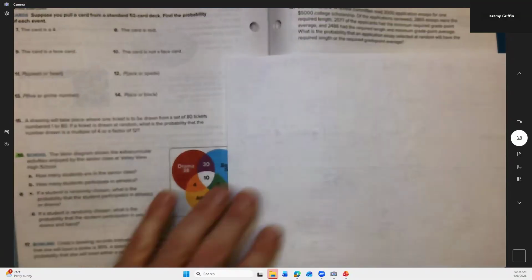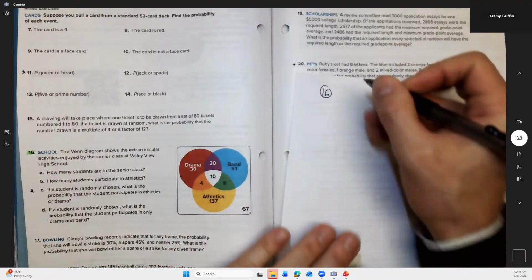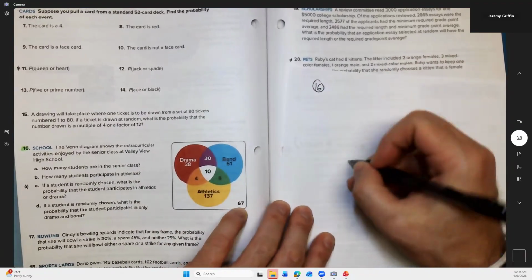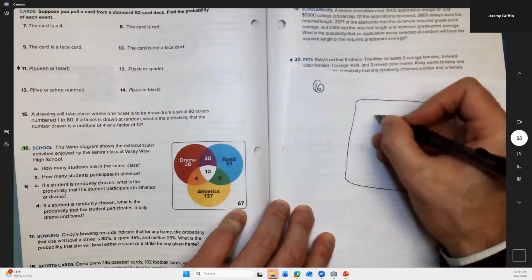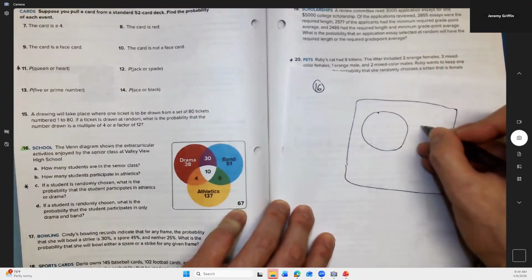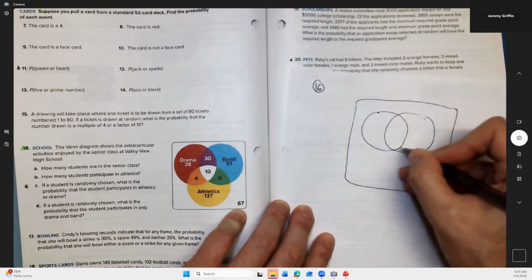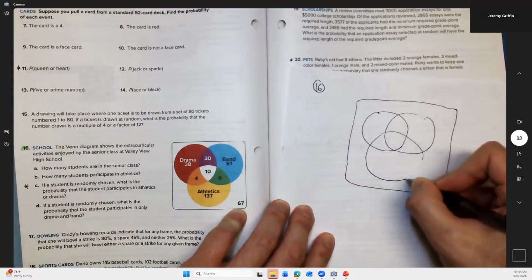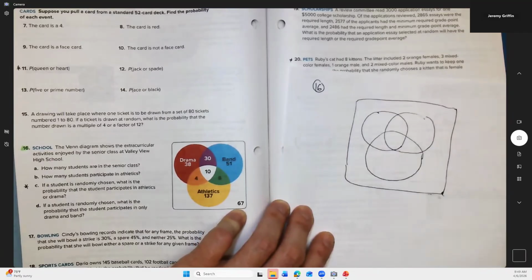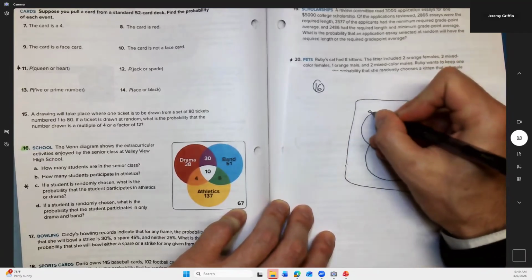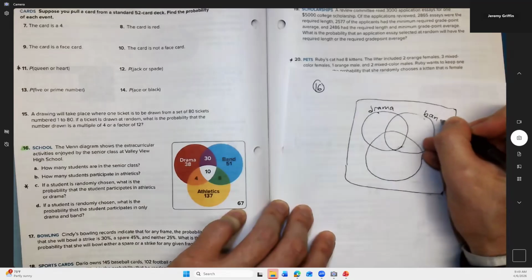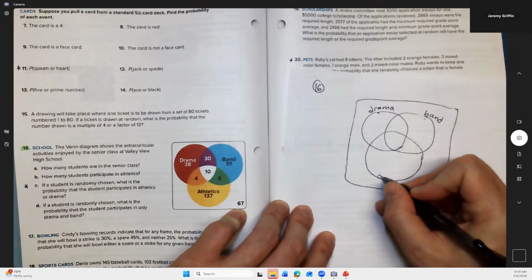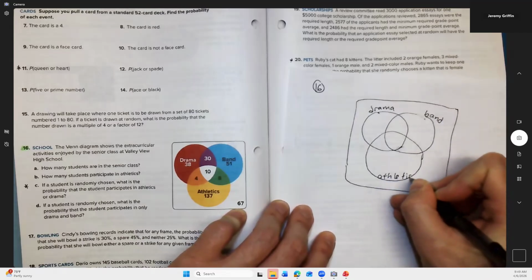Yes. This is number 67. Okay, so there's all these students in the school, and there are these 3 clubs. And you can be part of 1 club or 2 clubs or all 3. Okay, so we got some drama going on here. We got band going on in this circle. And we got athletics going on in this circle.